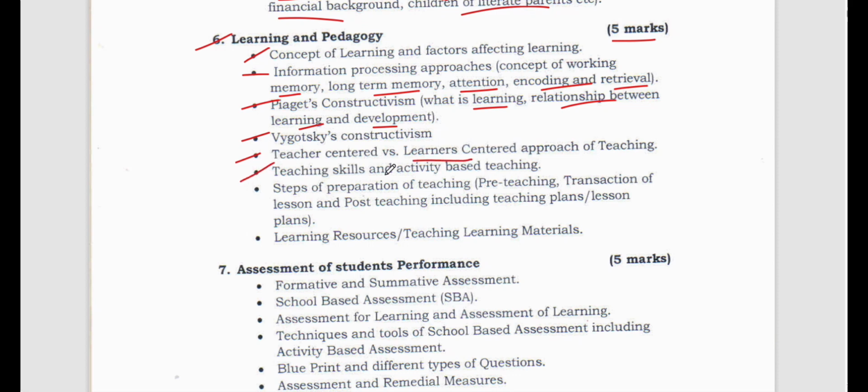Teaching skills and activity-based teaching. There are different types of teaching skills, right? You know about micro teaching skills like stimulus variation, questioning, probing questions, explaining links, giving examples, redirecting the question, reframing the question. There are different techniques which we use as teachers inside the classroom.